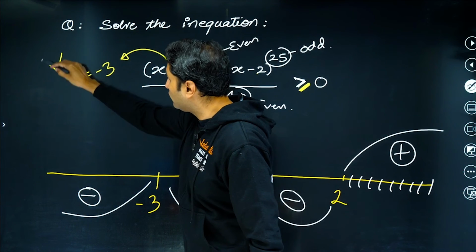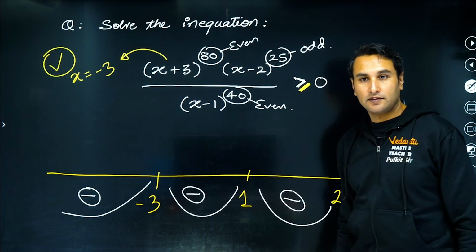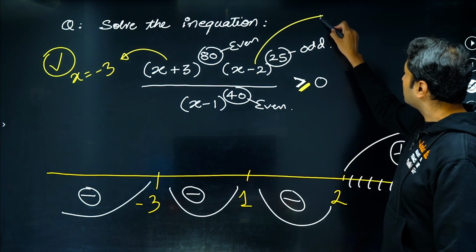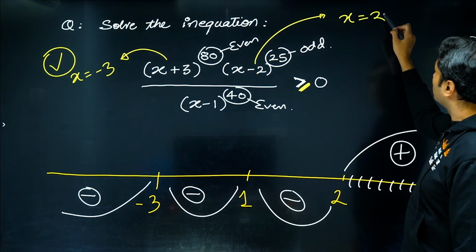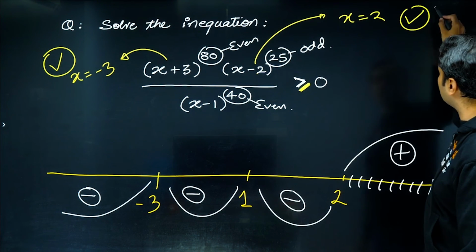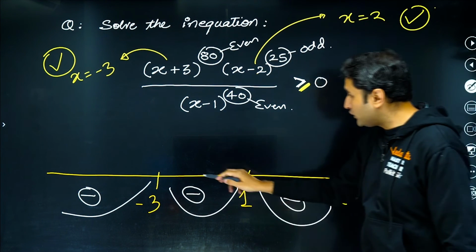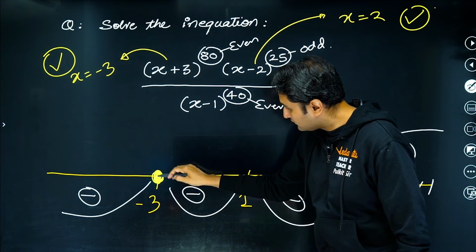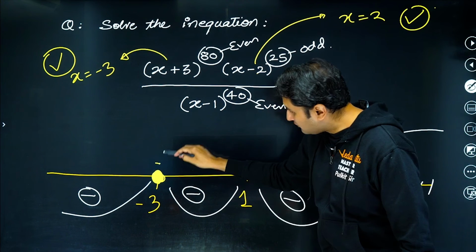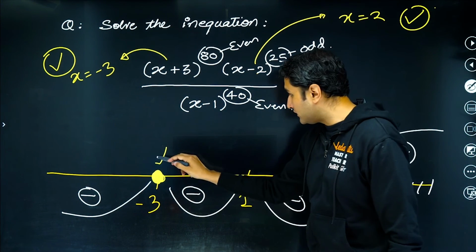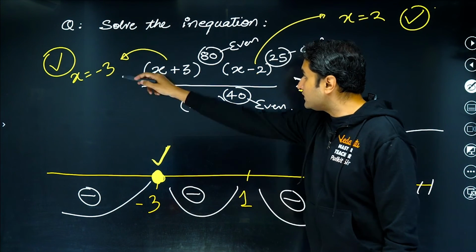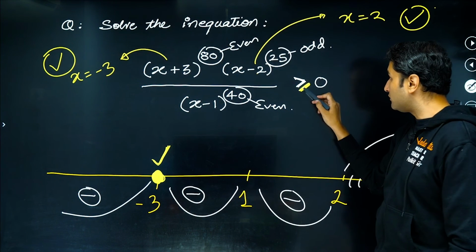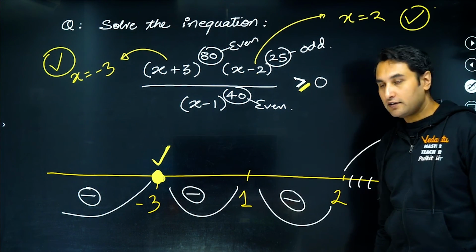I am happy to include minus 3. Can x be equal to 2? I am happy to include x equal to 2. So I am happy to include minus 3. Close. I want minus 3, because minus 3 makes this entire thing 0. It makes it 0, right?